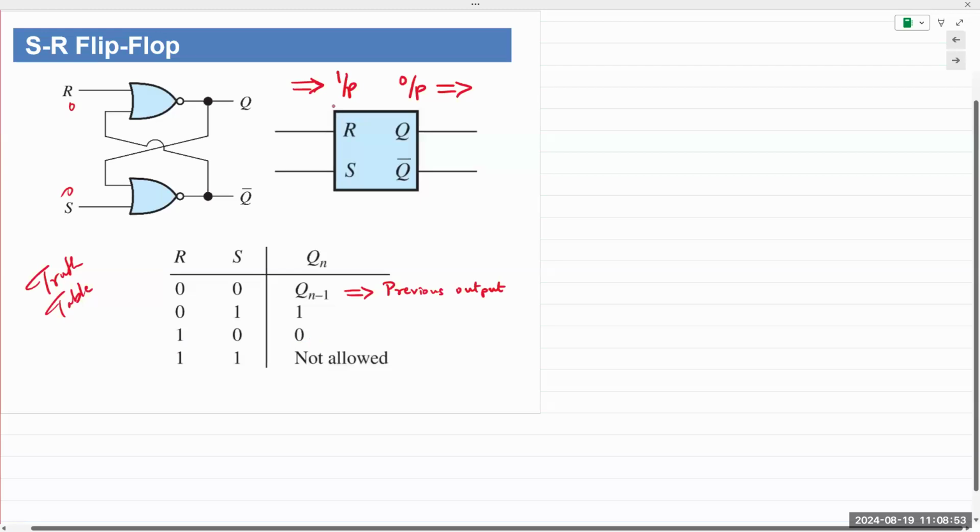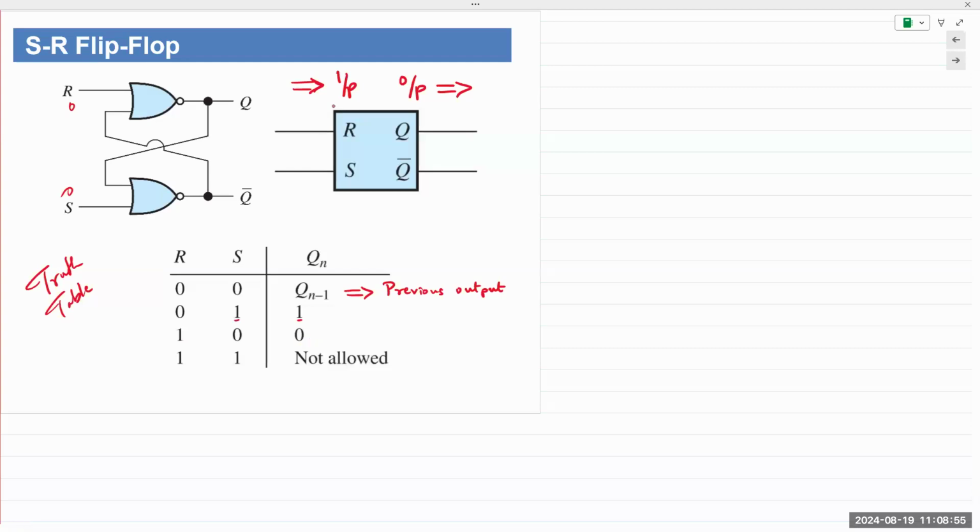So if set goes high, output is 1, reset goes high, output is 0. Remember, set is 1 and reset is 0, the outputs.